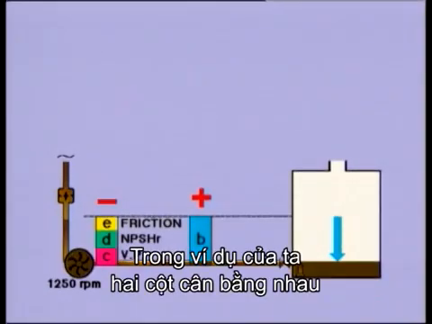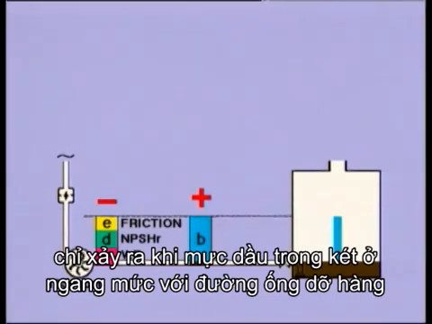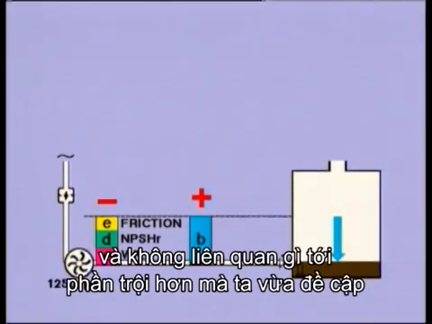In our example, the two columns just happen to be equal at the level of the discharge line. This is pure coincidence and has nothing to do with the lift mentioned earlier.